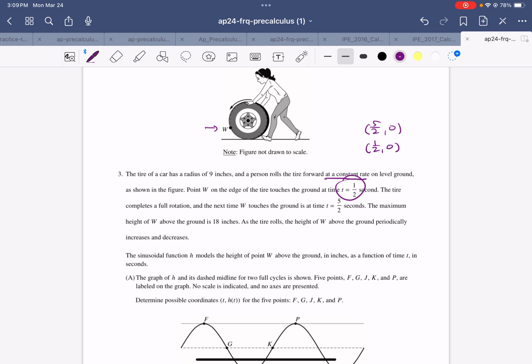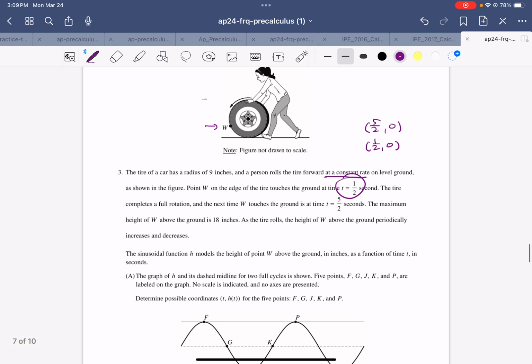The maximum height of W above the ground is 18. So the maximum is right here, that's 18 inches. Of course, the minimum is 0. As the tire rolls, the height of W above the ground periodically increases and decreases. So that shows a sinusoidal function.